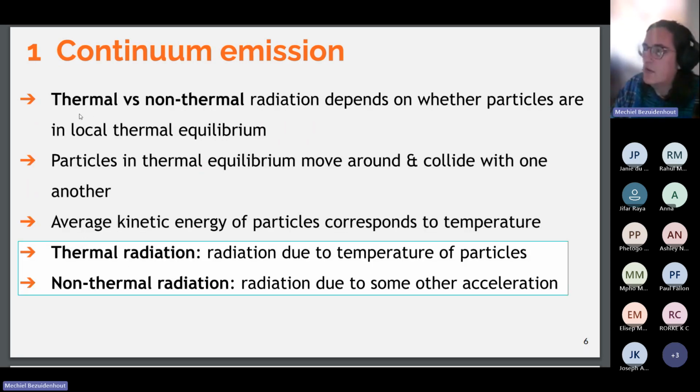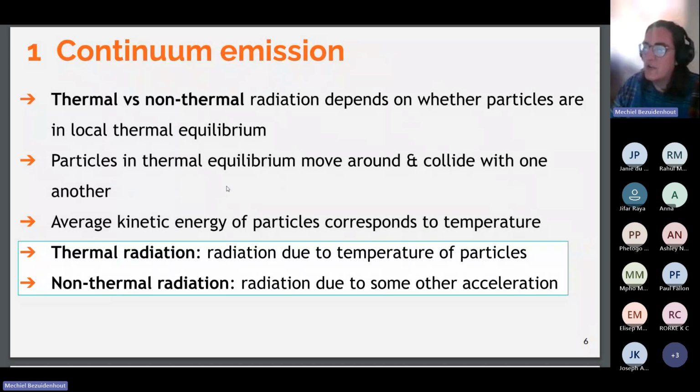So the first distinction we have to talk about is about non-thermal versus thermal radiation. And that depends on whether the population of particles you're looking at are in local thermal equilibrium or not. So if you have a population of particles that are in thermal equilibrium, the only movement that is happening to those particles is because of random thermal oscillations and then collisions with one another. So we know that the particles, each one will have a specific kinetic energy associated with it because it's moving around. And the temperature of that population corresponds to the average kinetic energy. So the hotter the population, the faster they are moving around.